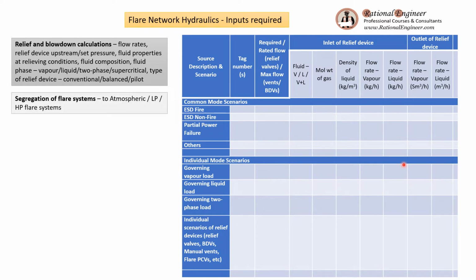In case you have multiple flare systems which are segregated, such as atmospheric or high pressure systems, then such tables should be prepared separately for each flare system, so that the common mode scenarios which involve only high pressure relief devices are listed for the high pressure flare load and not listed for the atmospheric flare load, and vice versa.